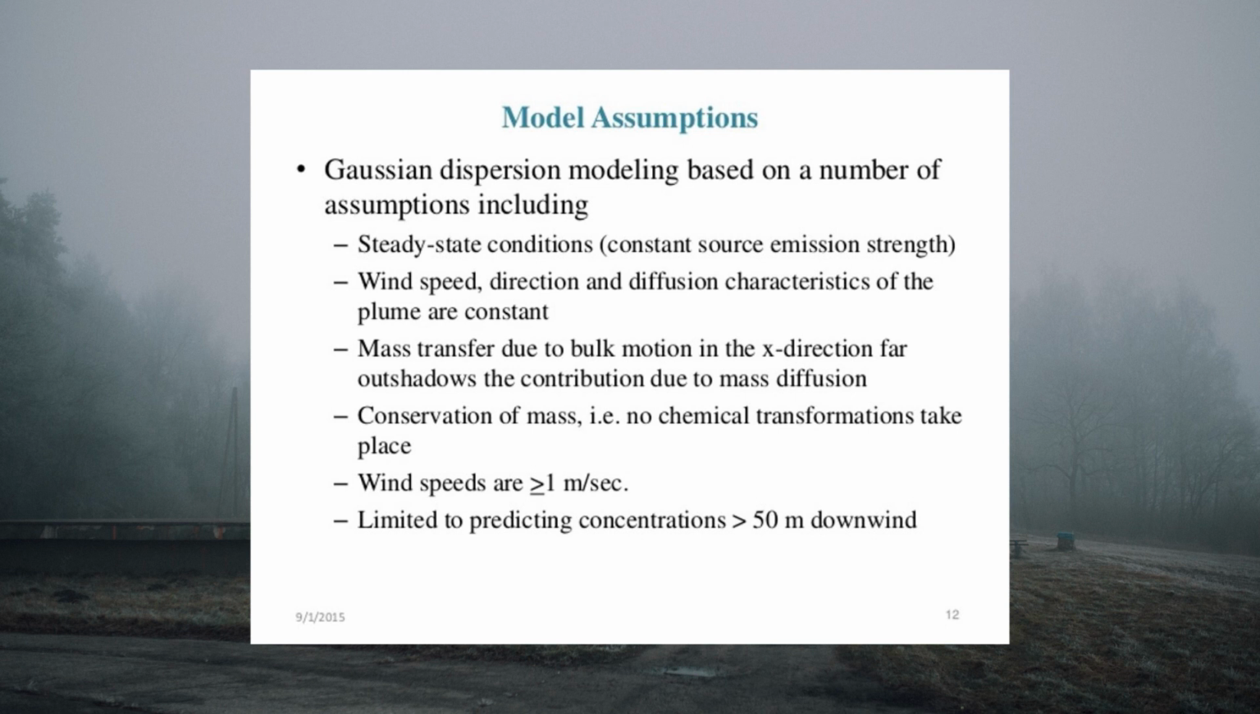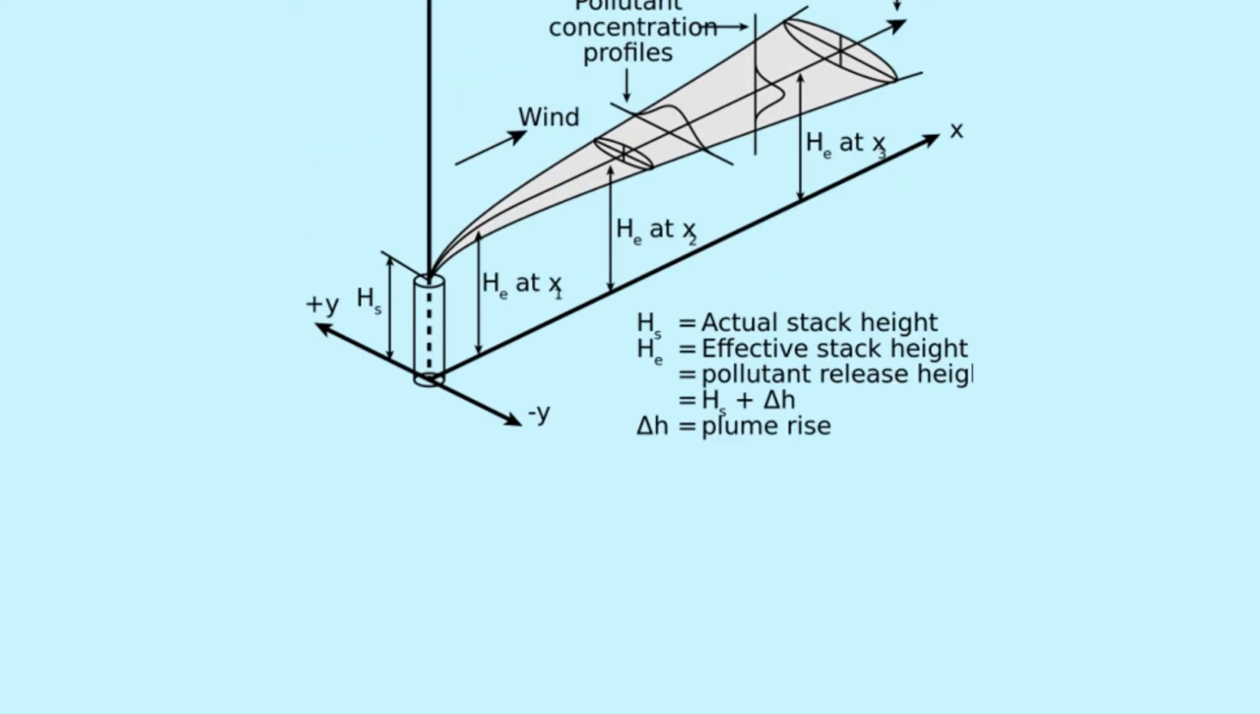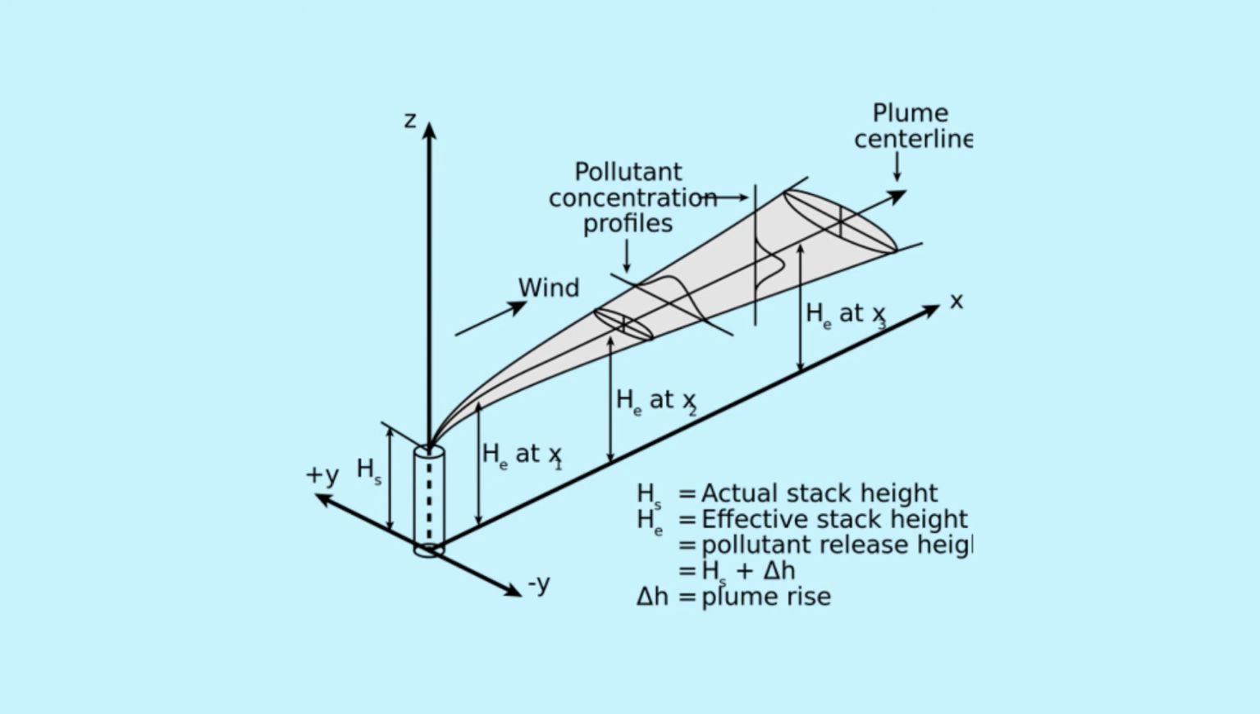And also the model assumes that it works only for wind speed above 1 meter per second. And also most of the models are limited to 2 kilometers from the source, and beyond that the model cannot predict the correct concentration, so it is limited to that. So this is how the equation is developed based on the Gaussian plume model.